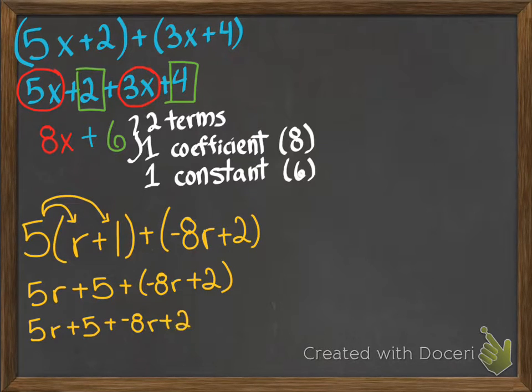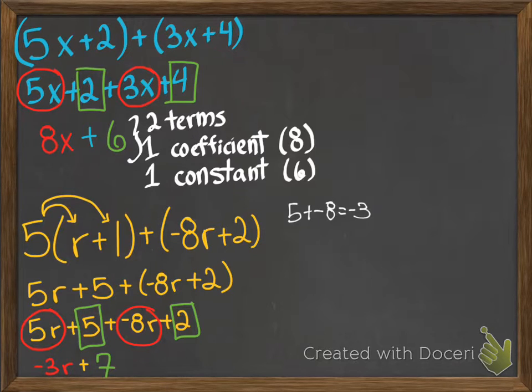So 5r plus 5 plus negative 8r plus 2. Let's circle all of the r's, and we'll box in all of the constants. So 5r plus negative 8r, 5 plus 2. 5r plus negative 8r is negative 3r, and then 5 plus 2 is plus 7. And they're both positive, so that's easy.